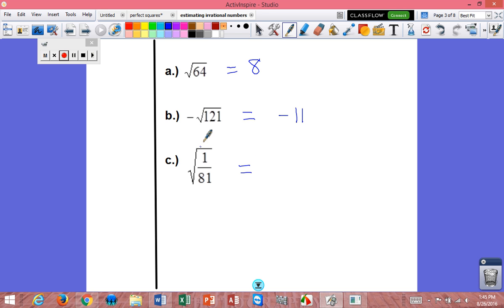Okay, letter C, we see a fraction inside of the radical. So we're simply going to take the square root of the numerator and take the square root of the denominator. So the square root of 1 is 1, and the square root of 81 is 9.